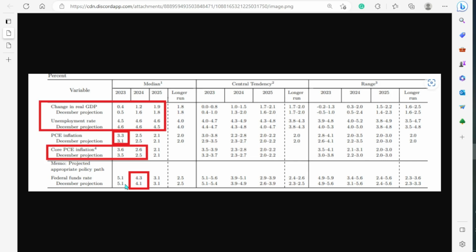When Jerome Powell was talking, he mentioned several times that the Fed's objective is to get inflation down to their 2% target rate. He mentioned that several times, not just once. And when somebody asked him, if inflation comes in higher, would you still raise rates? He said yes.